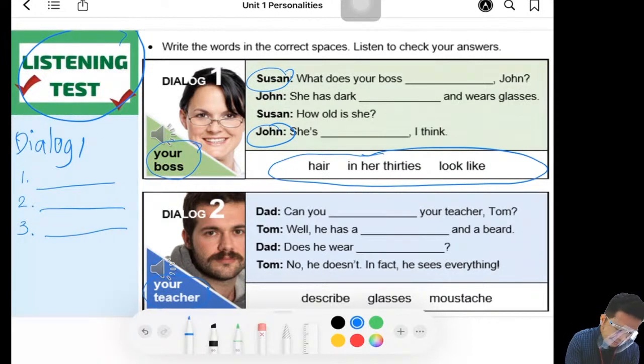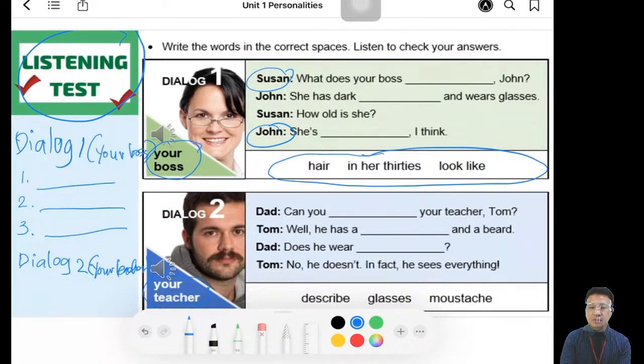Please write your boss in dialogue 1 in close and open parentheses. Now, below dialogue 1, please write dialogue 2. And inside the parentheses, please write your teacher. And then continue the numbering 4, 5, and 6. And you notice the choices are below inside the white box.